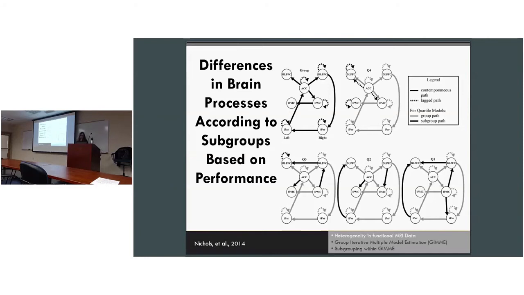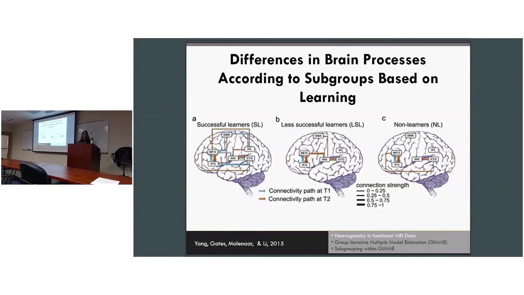group level path. And then we can further look at subgroups. We looked at subgroups again for successful learners and non-learners. But it was kind of the same idea that we're going to try to figure out who is not learning and what are the brain patterns depicting that.